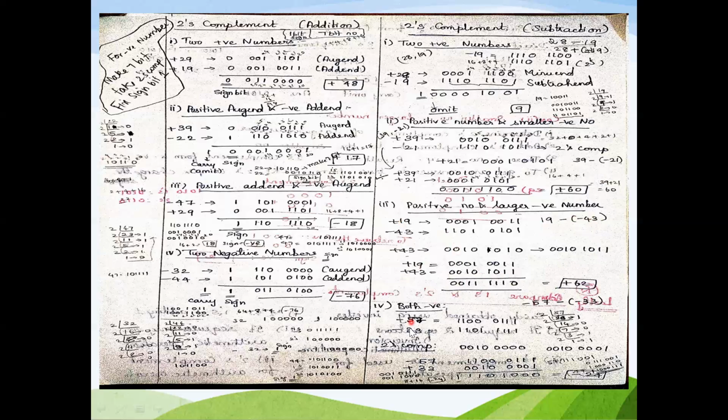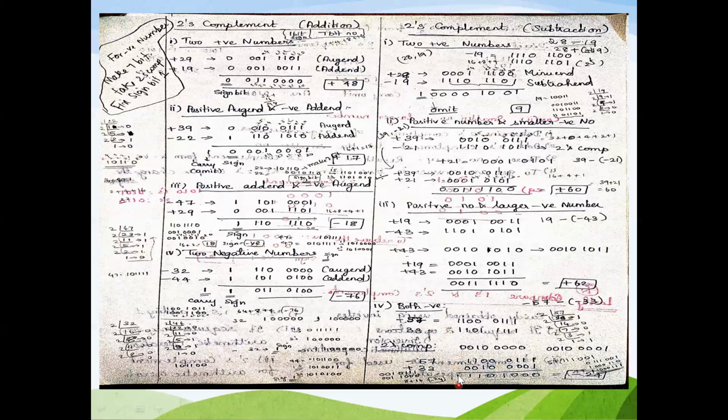The last case is where both numbers are negative. I am considering the numbers minus 57 and minus 33. For 57, I find the binary representation, which is represented by 6 digits. I want to convert it to 7 digits, take the 2's complement, and find the value of minus 57. Similarly, I find the value of minus 33, which becomes plus 33, and I add this.